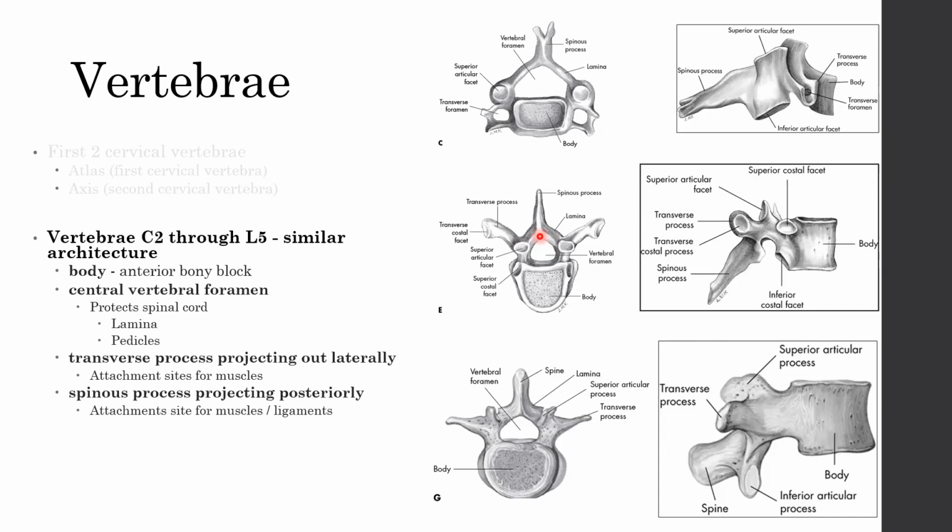Other similar bony characteristics that we have are various processes that protrude out both laterally and posteriorly. The processes that protrude out laterally will be our transverse processes, and we have our spinous processes that protrude posteriorly. So whenever we bend down and touch our toes, those are the bony humps that we feel on our back.